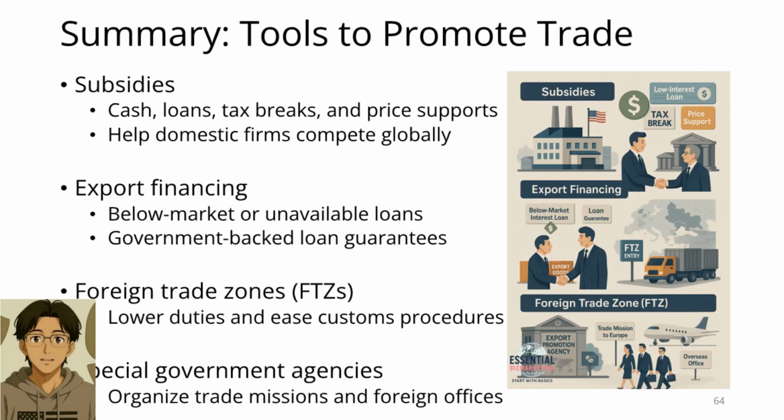Let's review how governments actively promote trade. Governments support exporters with subsidies, export financing, and favorable regulations in foreign trade zones. They also deploy special agencies to organize trade fairs, negotiate access abroad, and help businesses develop international strategies.